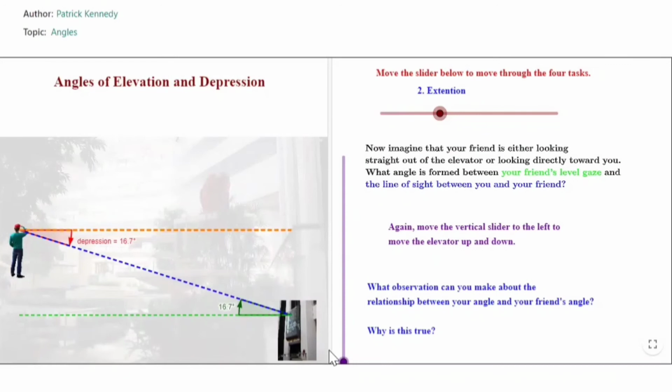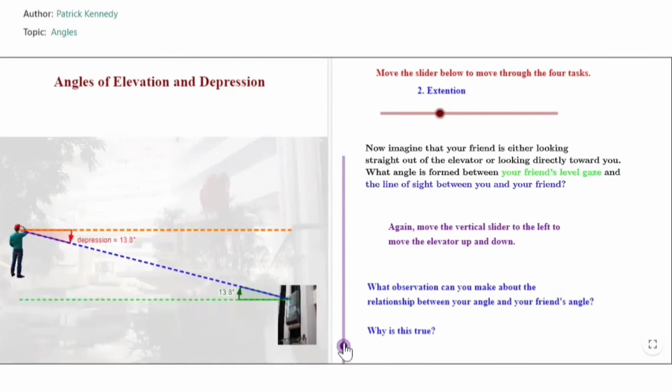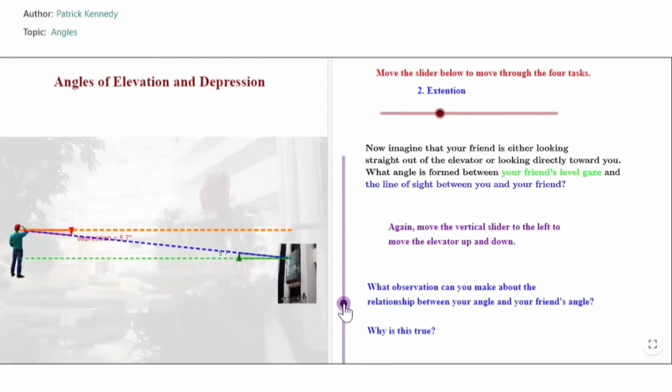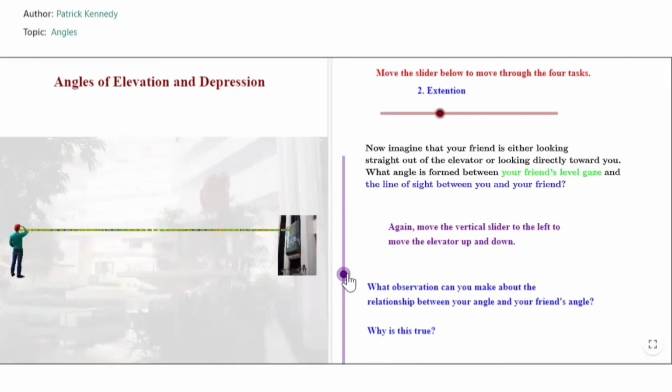Now let us consider the reverse case, when the person inside the elevator is looking at the person standing here. This becomes the horizontal level of the observer. This is the observer now, and this is the point being observed. So this is the horizontal line, and the person is being looked at upwards. So this becomes the angle of elevation. If I now move this, you see here the angle of elevation is reducing. And when this comes to the horizontal level, it becomes 0.